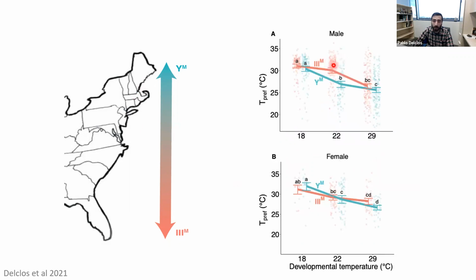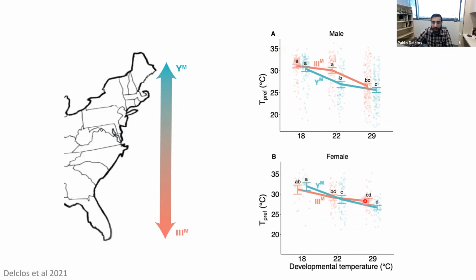Specifically, 3M males prefer warmer temperatures, as we might expect, and YM males prefer colder temperatures. But again, it's dependent on developmental temperature. We only see this difference when they're raised at the right temperature. If you raise them too hot or too cold, then both types of males will navigate to a temperature that sort of compensates for those extreme temperatures they're raised at.